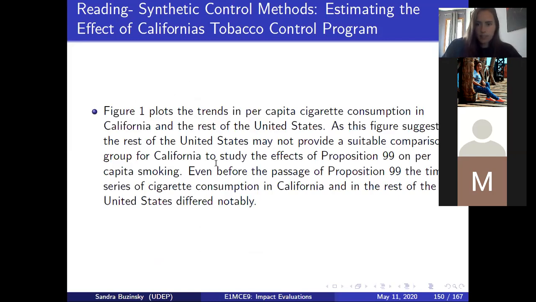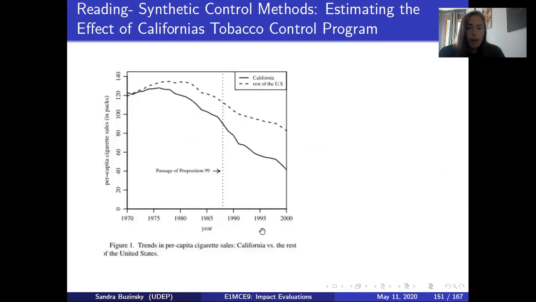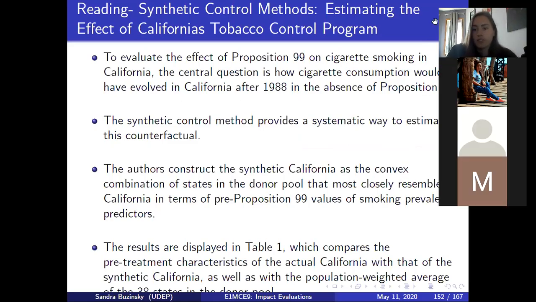So as the figure suggests, the rest of the United States may not provide a suitable comparison group to California to study the effects of Proposition 99 on per capita smoking, because even before the law passed, it seems that cigarette consumption in California and in the rest of the US differed quite a bit. So to evaluate the effect of Proposition 99 on cigarette smoking in California, the main question is then how cigarette consumption would have evolved in California after 1998 in the absence of Proposition 99.